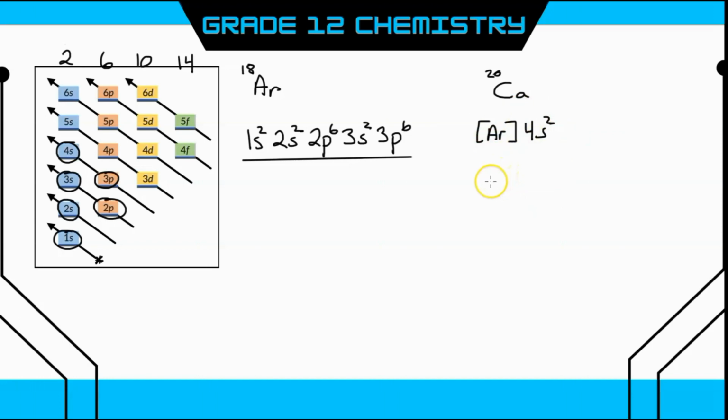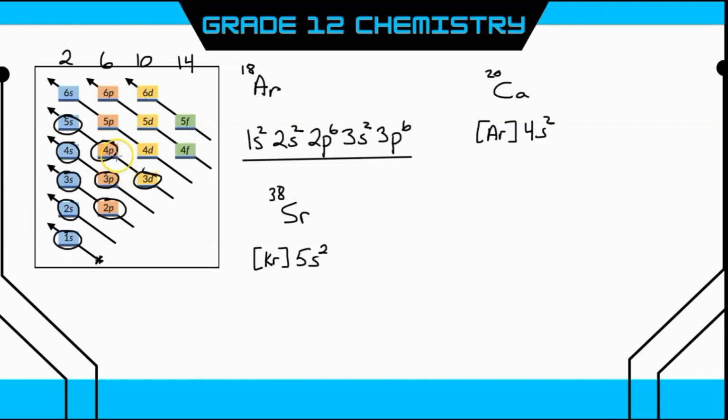Now let's try another one. We can do strontium, 38. So our nearest noble gas is krypton, and krypton goes all the way up to 4p6. So all I have to do for strontium, which is 2 more than krypton, because krypton is 36, is add our 5s2. Now, how did I know krypton went up to 4p6?